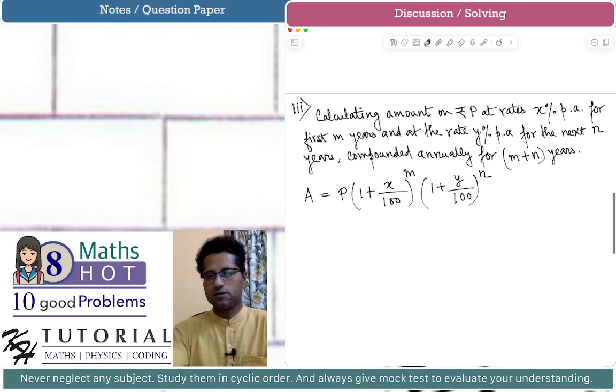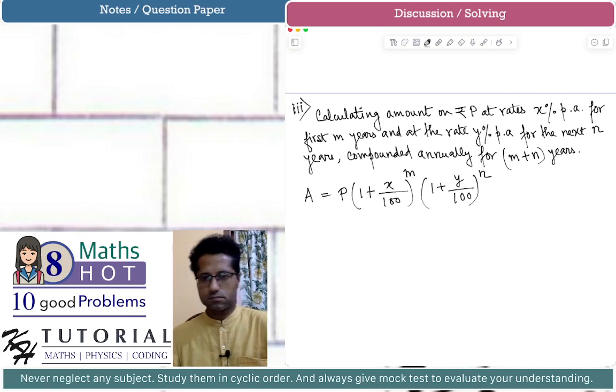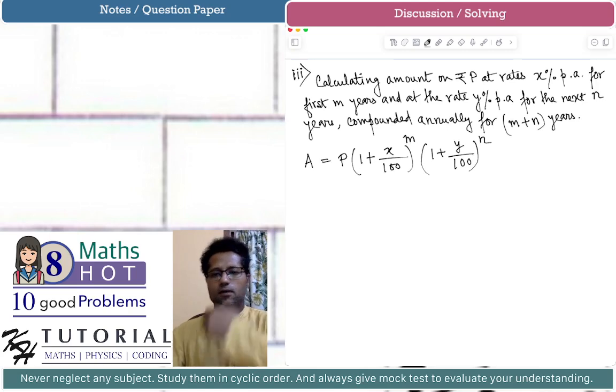The formula is A equals P multiplied by 1 plus X by 100 to the power m and 1 plus Y by 100 to the power n. Now, I am quite sure you are able to understand why this formula is like this. You know, it is quite straightforward.